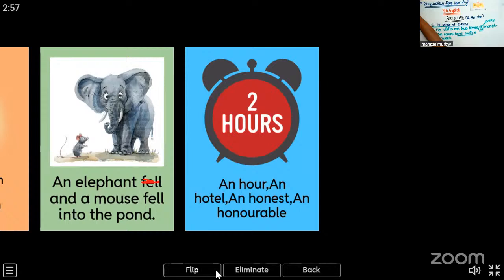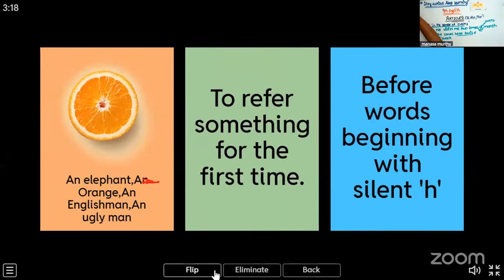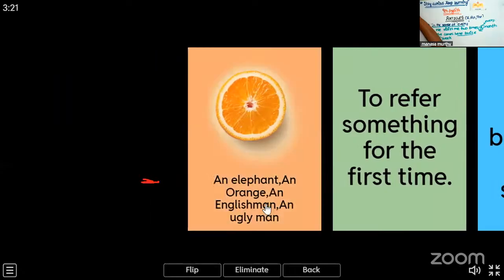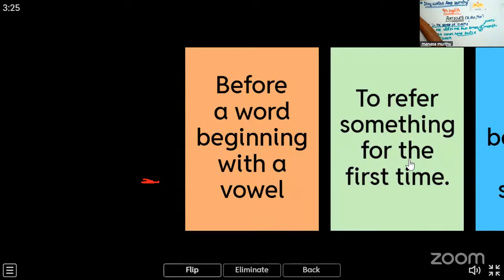Any other word you can tell me wherein the letter H is to be silent? Think and let me know in next class. If you find any words wherein the letter H is silent, you can let me know. So before words which have a vowel sound, we use this article an. Something we are referring to for the first time, we also use this article an.